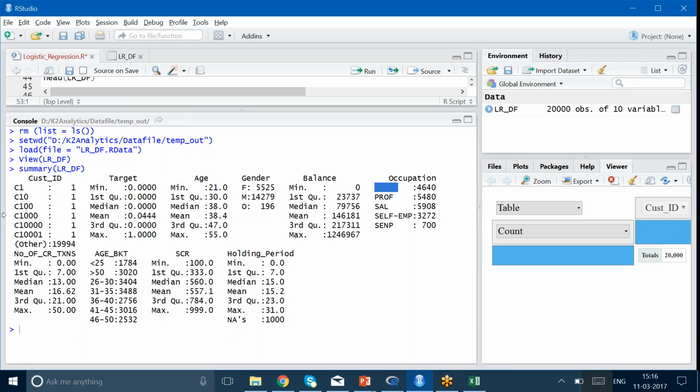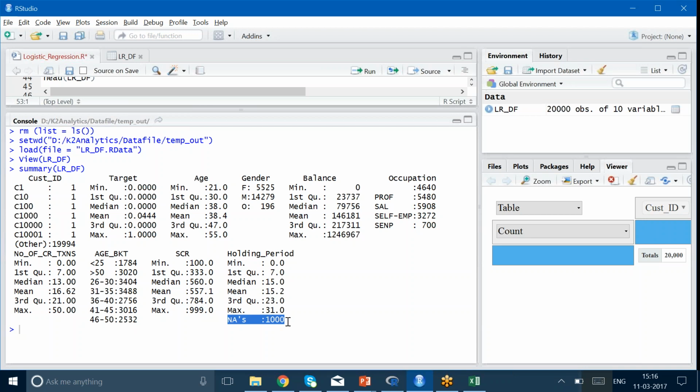Then number of credit transactions, I see that min is 0, max is 50, there is this range. So long as the number seems to be in a range, I'll say okay. Then there is an age bucket segment slabbing. Score minimum is 100, maximum is 99,999. It's okay. Holding period there is a missing, and then there are 1000 NAs. Again these are missing. So again I have to do some treatment for them.